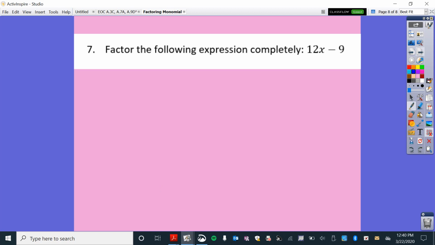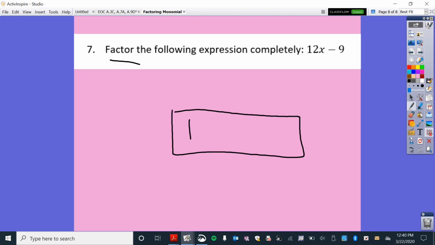Number 7, so factor the following expression completely, 12x minus 9. So again, they want us to factor. So we're going to do our one long box and put our 12x minus 9. Alright, so we're going to figure out our GCF. So if I look at 12 and 9, when we did this one before, what number do they have in common?